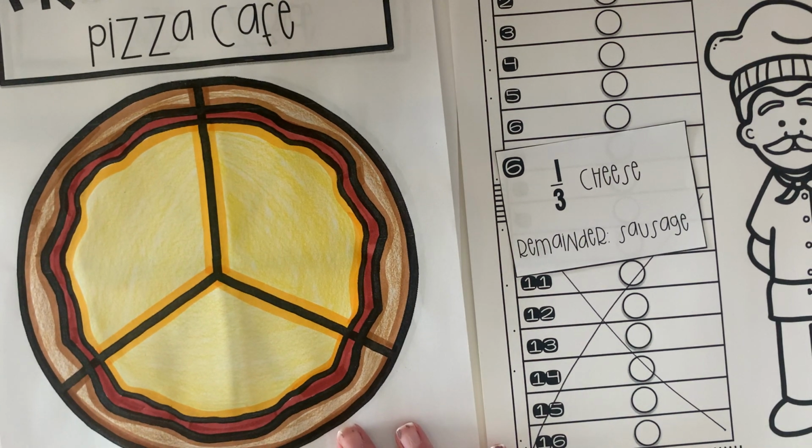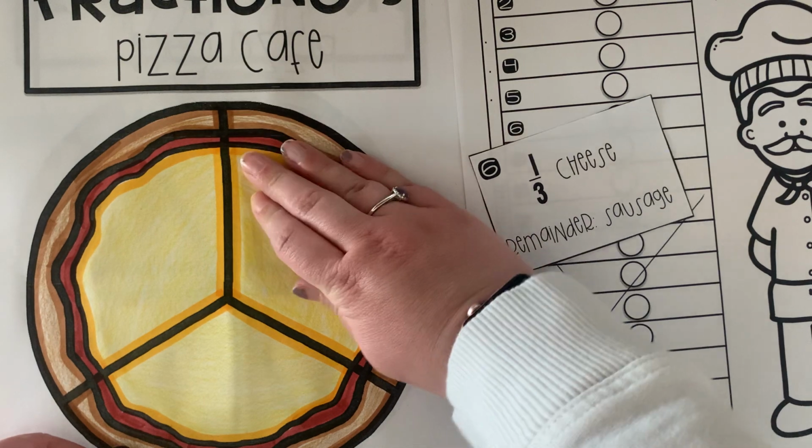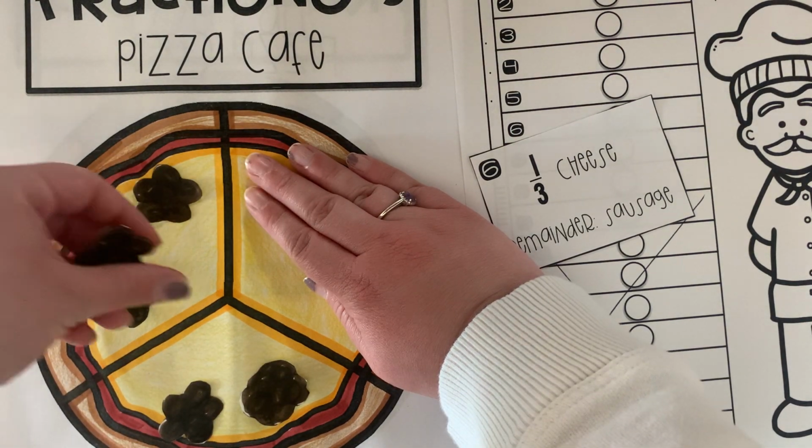Okay? So 1/3 is cheese. So this would be 1/3. I'm not going to put anything on that. And the remainder is sausage. So I'm putting sausage on the rest of the pizza.